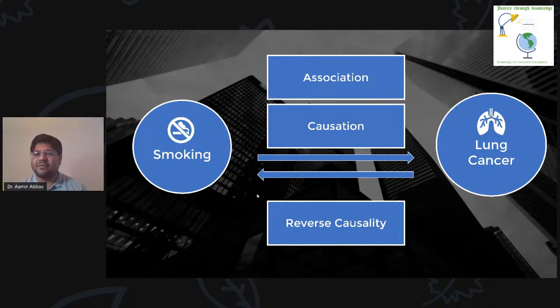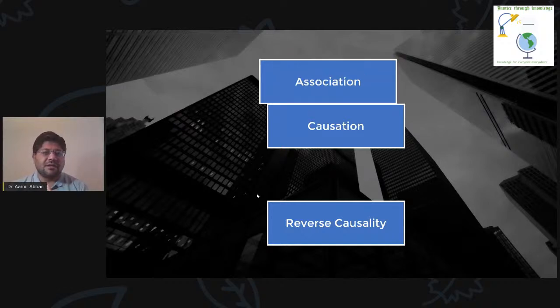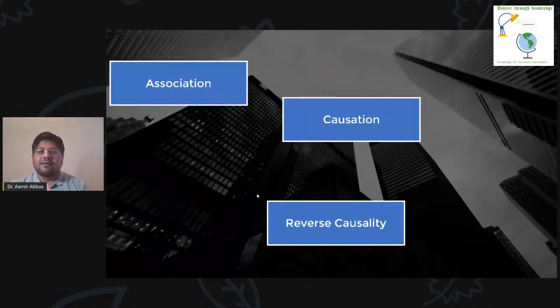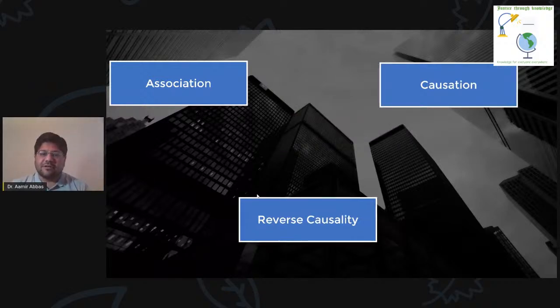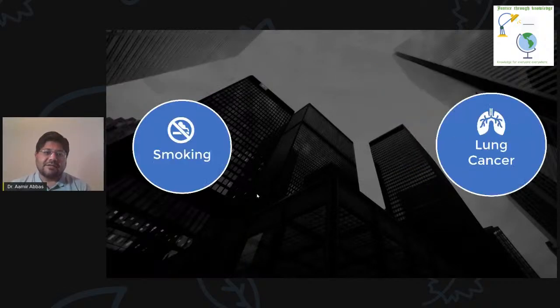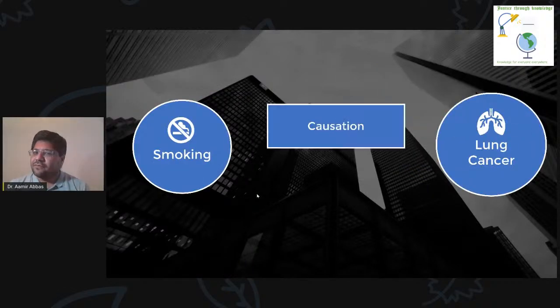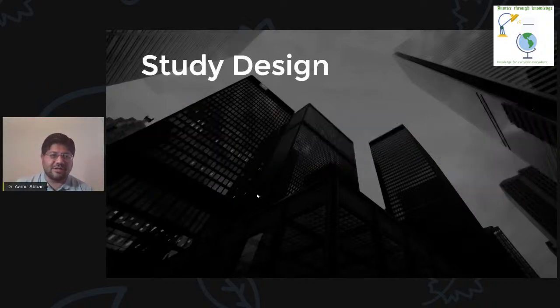So whenever you establish association, there are two possibilities. Either the exposure leads to the outcome, which means causation, or the reverse causality. That's the second possibility. But in case of causation, what do I mean? Whenever we establish causation, there is only one possibility, which means the exposure led to the outcome, or in this example, smoking leads to lung cancer.